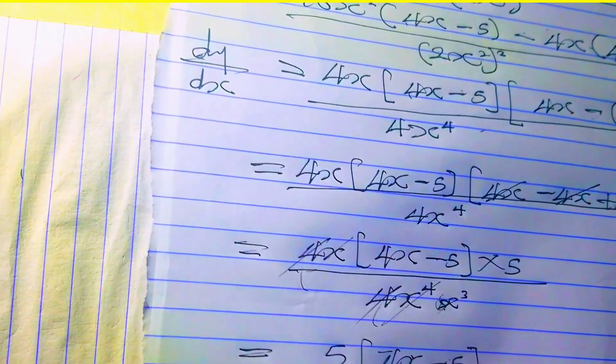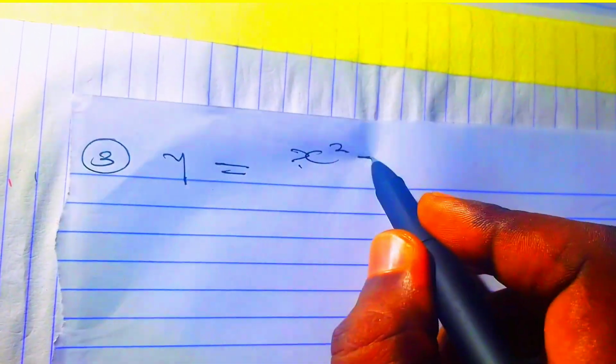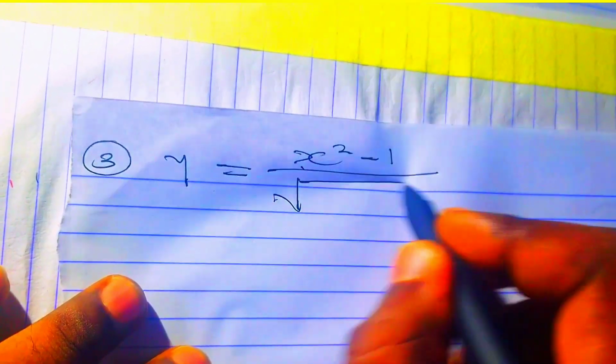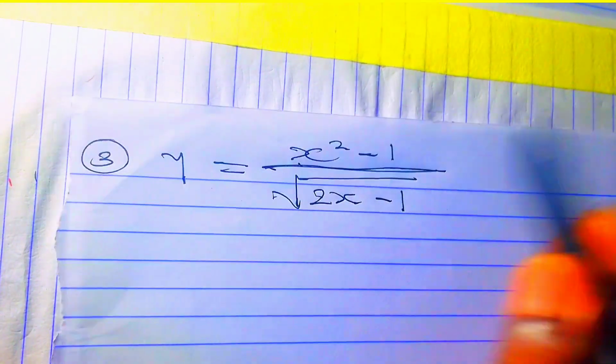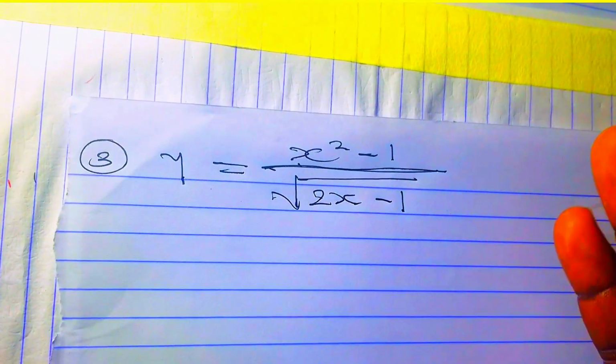And then let's take another example. Let's look at another example here. Here's another one. That's going to be my number 3. Here is y equal to x squared minus 1 over the square root of 2x minus 1. So we have a complex question here, but quotient rule can be used to sort this out.